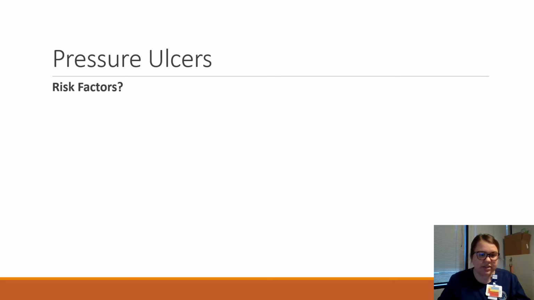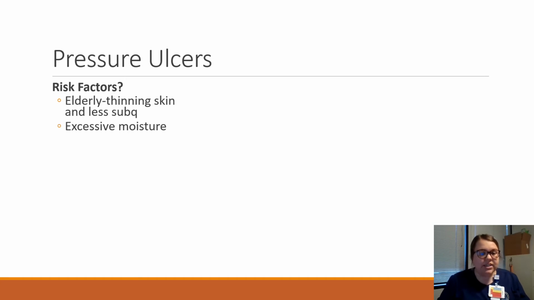So who's at risk? Elderly. Their loss of elasticity and less subcutaneous fat, excessive moisture, if there's any shearing or friction, especially when they're getting lifted up in the bed. And let's go back to excessive moisture. It could be because of elimination or because they're sweating. Or it could also be due to maybe they had their bath, but they weren't fully dried.